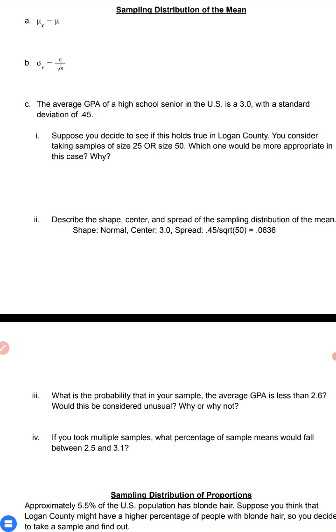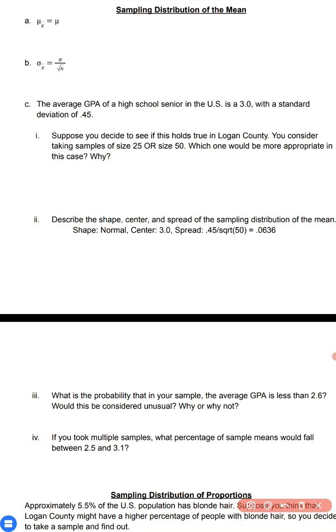Okay, so here's what we find out on example C. The average GPA of a high school senior in the U.S. is a 3.0 with a standard deviation of 0.45. Suppose you decide to see if this holds true in one county. So you consider taking samples of size 25 or size 50. Which one would be more appropriate in this case and why?